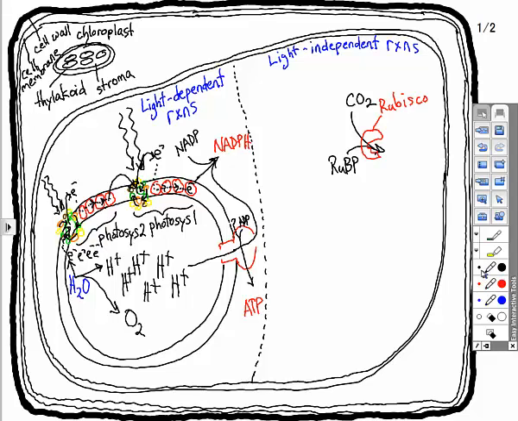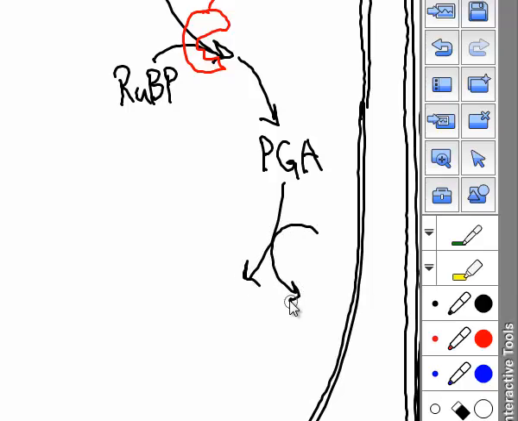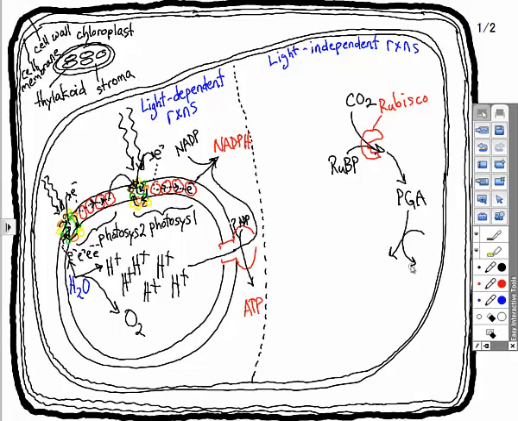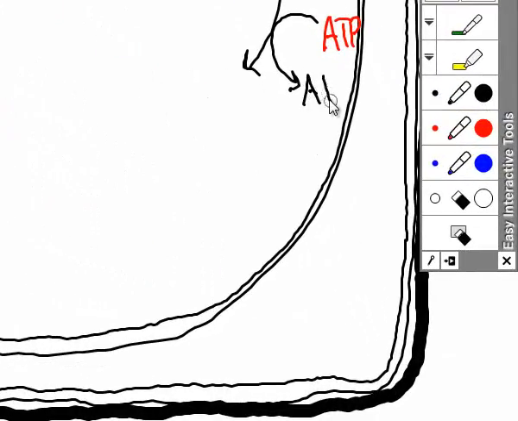Okay, when carbon dioxide and RUBP enter the active site of Rubisco, it combines those together to make a chemical called PGA. This chemical, now we can modify the structure of it by adding some energy to it. We're going to use the energy from, you guessed it, ATP, that was just created during the light-dependent reactions. That leaves us with ADP molecules that can go back and be created again.